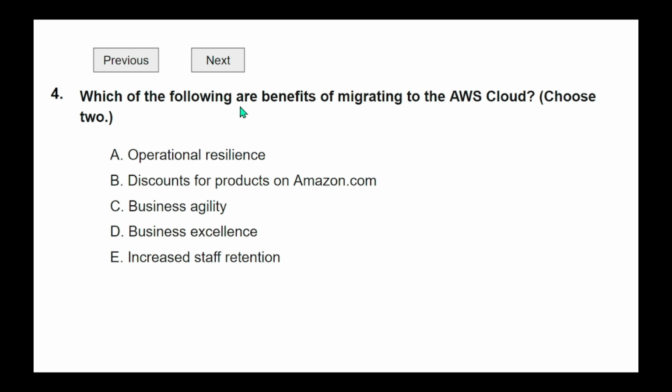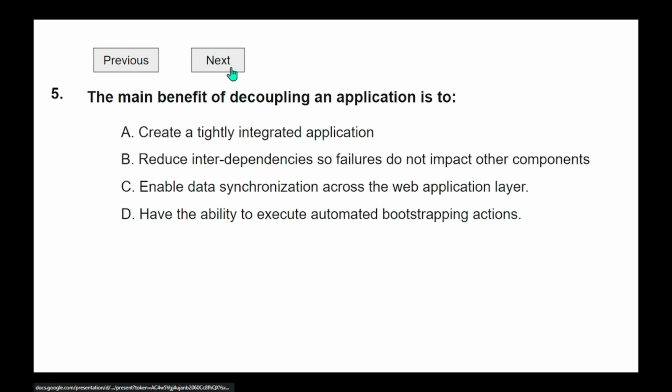Option A, operational resilience. Option B, discount for product on Amazon.com. Option C, business agility. Option D, business excellence. Option E, increased staff retention. So definitely the answer is operational resilience and business agility.